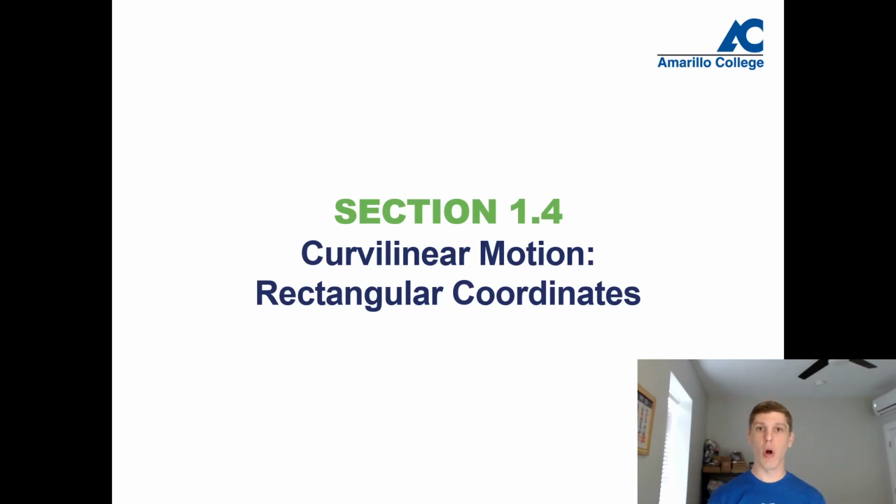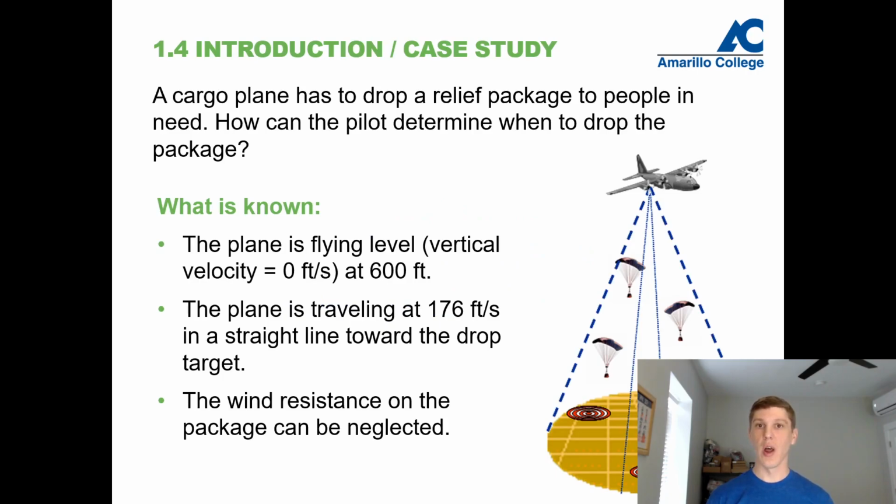Okay, so let's move on to 1.4, which is curvilinear motion with rectangular coordinates. So we are no longer working in one-dimensional motion. Now we are stepping it up to two-dimensional motion, which can be a little bit more complicated. Okay, so our introduction or our case study is we have a cargo plane that has to drop a relief package to the people in need. How can the pilot determine when to drop the package?